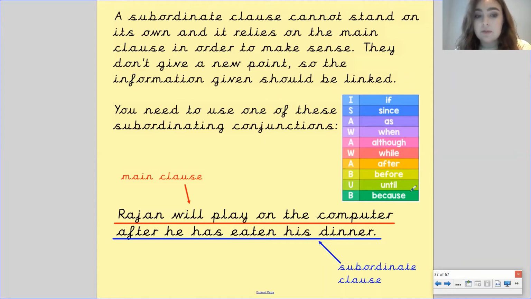So here we have our main clause, Rajan will play on the computer. And then after we've finished writing our main clause, we add in a subordinating conjunction. So here we have used after, and then we write the rest of the subordinate clause. So our new sentence is, Rajan will play on the computer after he has eaten his dinner.